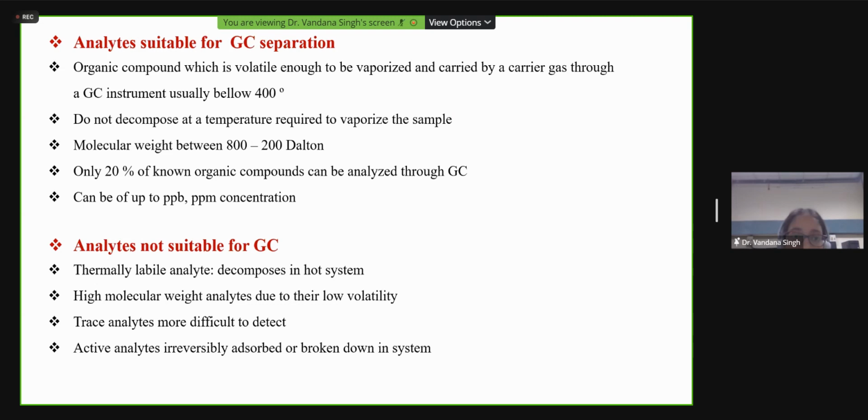However, the injection can be splitless also when the components have analytes which are in very low concentration, and we can't afford to lose our sample. We use the splitless injection.